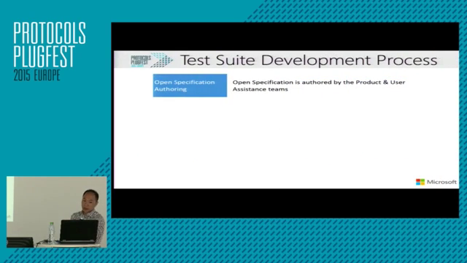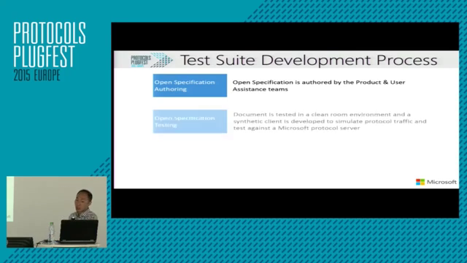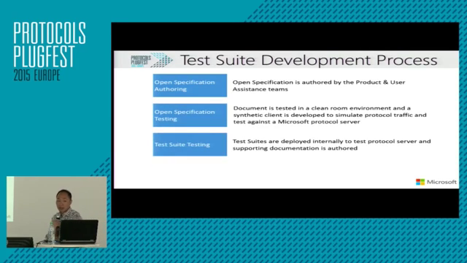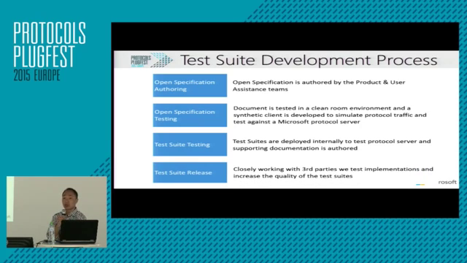A quick overview of the development process. Basically, the document is developed by the product team. When the product team writes the application, they document what the interface does and what the properties are, and all the information. Once the document is finished, we will have a separate team look at the document and start simulating the traffic to a Microsoft server, using the information from the document.